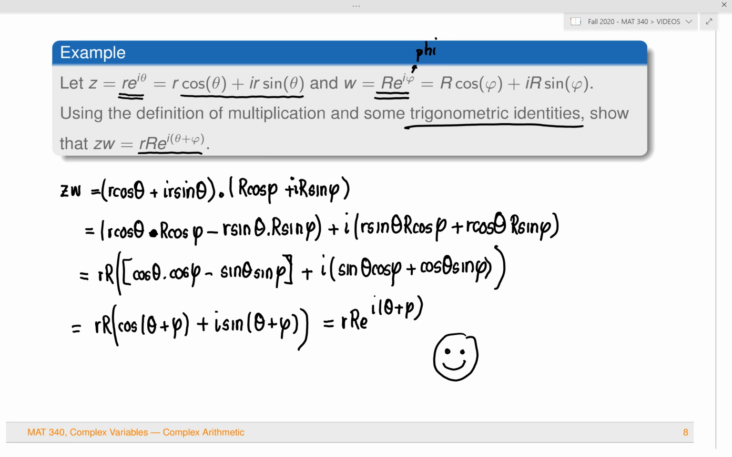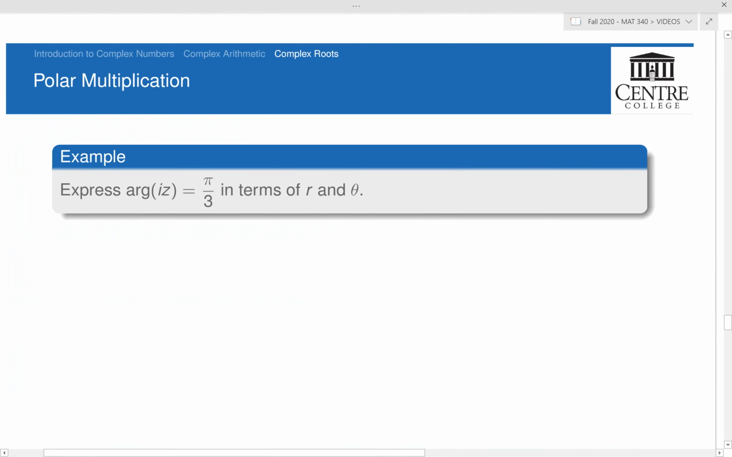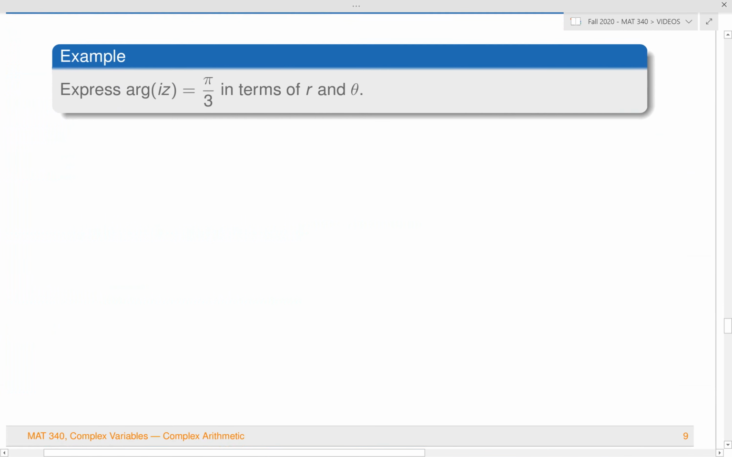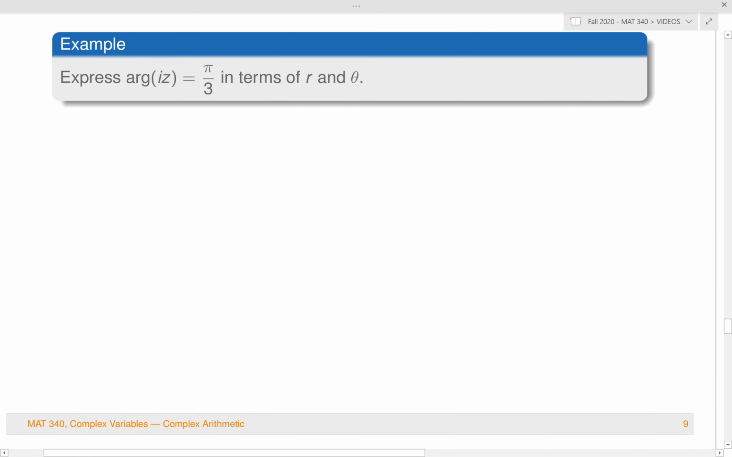All right, so what we're now going to look at is a few examples. First, we're going to look at this equation, which says the argument of i times z is equal to pi over 3. And what we'd like to do is write z in terms of r and theta.